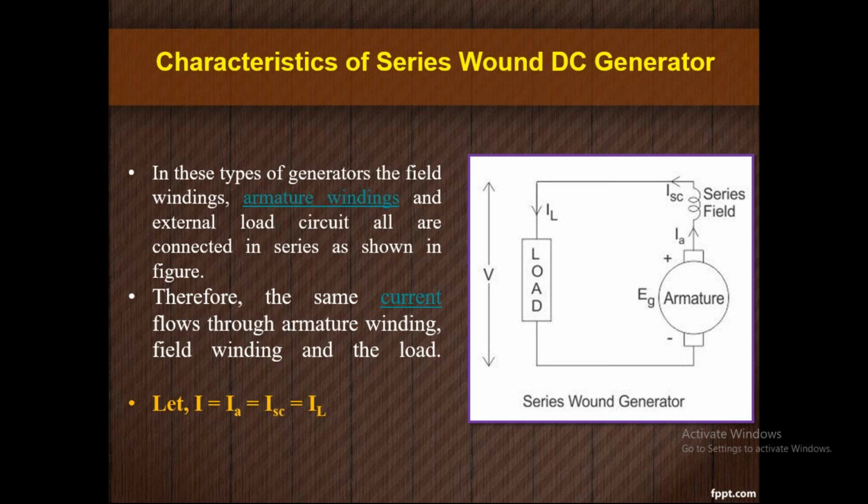In this case, the series field winding is connected in series with the armature winding, so the current flowing through the armature, the series field, and the load are all the same. Why? Because all these elements are connected in series, and series elements carry the same current. Now, what about the resistance of the series field winding? More or less?